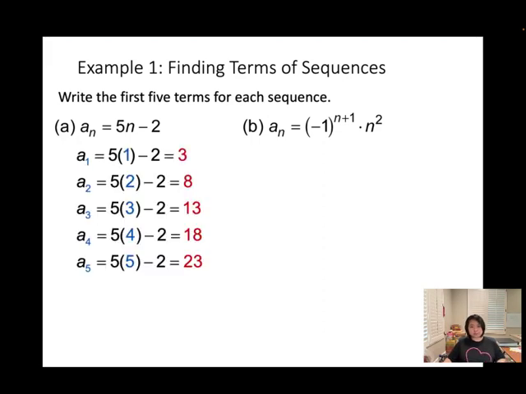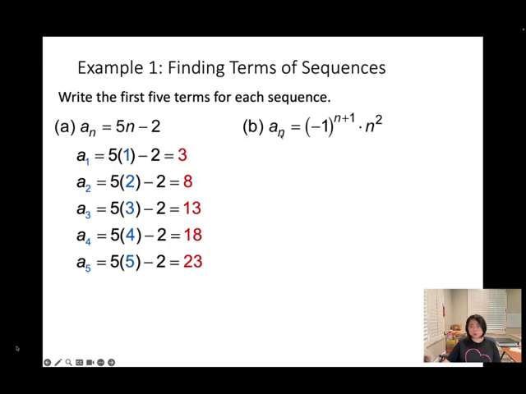So check your work. Okay, B. You could see that's a negative 1 to the power of n plus 1. Some of them are going to be positive, some of them negative. For example, when n equals 1, I have 1 plus 1, so negative 1 squared, so the negative goes away. And then times 1 squared, which is going to be positive 1.